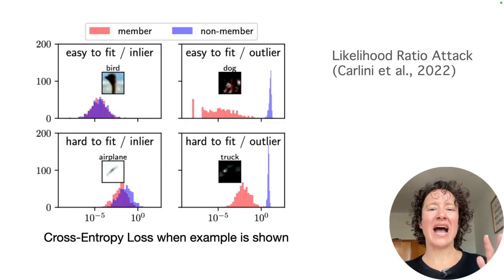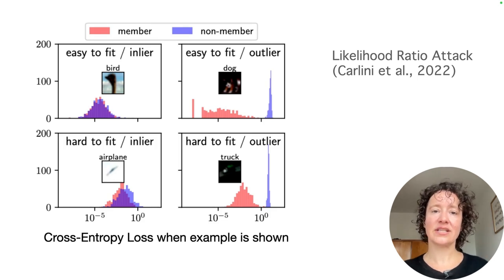So how does this actually work? Well, Carlini et al. have a great paper that I highly recommend where they introduce the idea of a likelihood ratio attack, which is basically just a more specific type of membership inference attack.